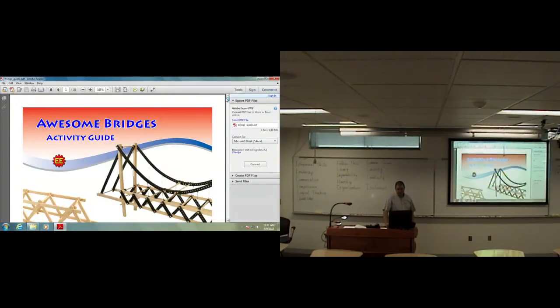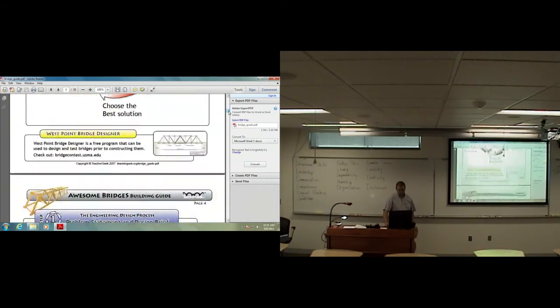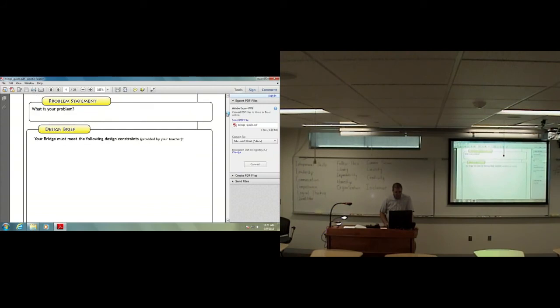And they have the problem at the beginning as well. Where's the problem? Here's page 1. The problem statement is... I guess it doesn't actually say it here. Oh, here it is. So the problem statement here, what is your problem? Design brief: we're going to build a bridge that meets the following design constraints. And that's something that I'm going to tell you.